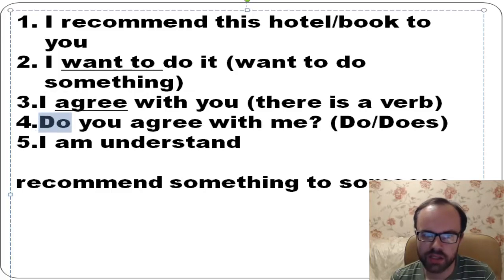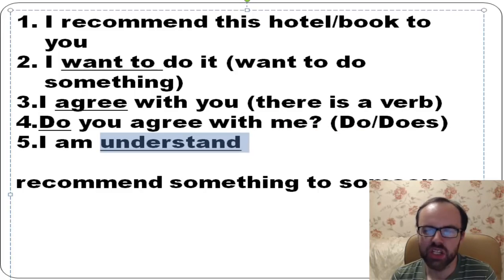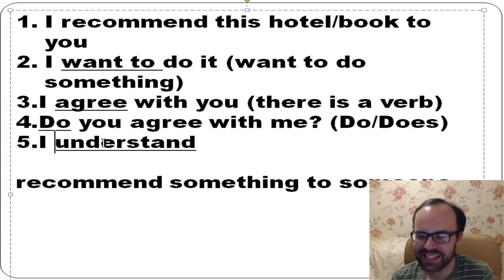And this: I'm understand. It's the same thing. You have a verb, so it's I understand. If you have a verb, you don't use the form of to be. It's a rule. I understand. I go. I see. I buy. No to be. Please remember it.